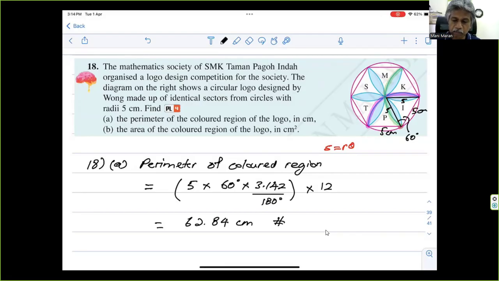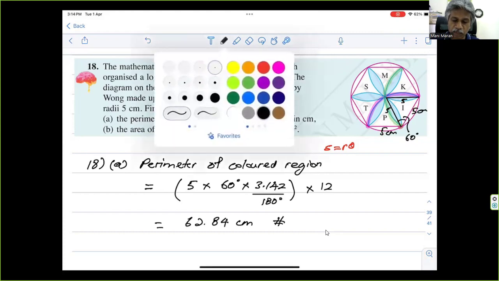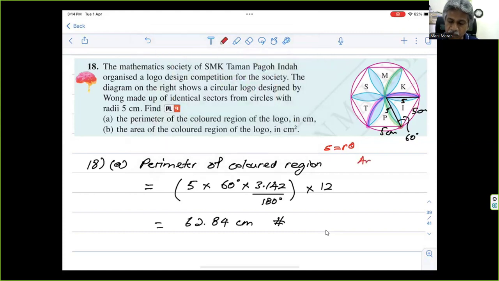Okay. So in the second part, you're asked to find the area of the colored region. Here we are going to use the formula for area. The area of a sector is equal to half r squared theta. Sorry, this is for sector. Area of sector. And then area of triangle. We are going to use the formula half AB sine C. So we're going to see how to apply this formula to solve this problem.